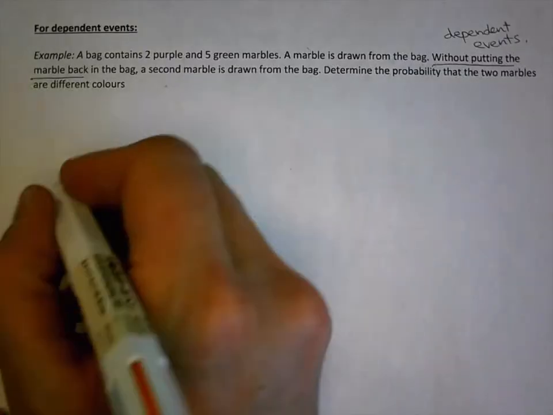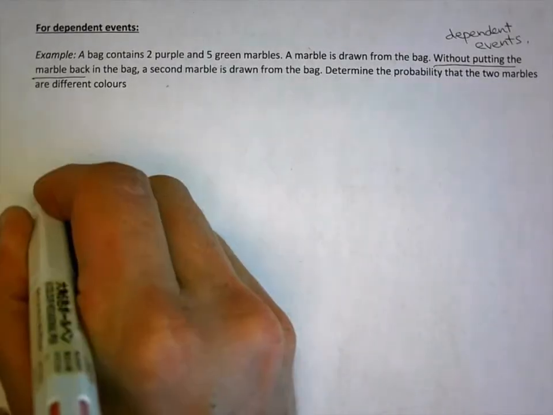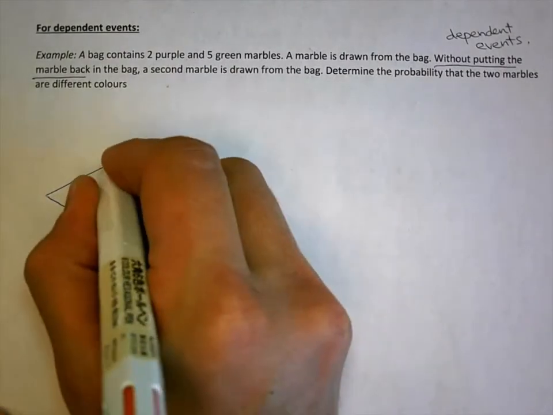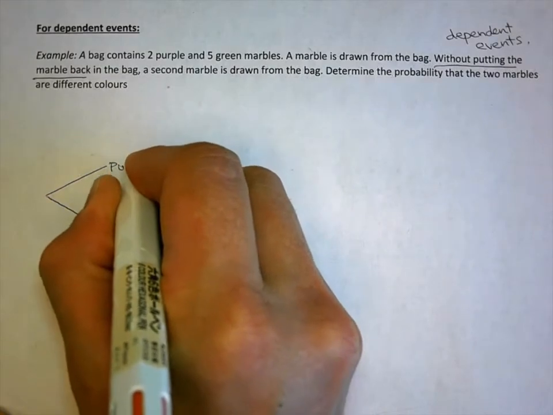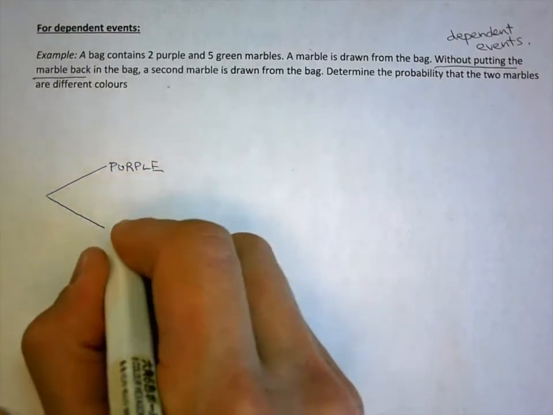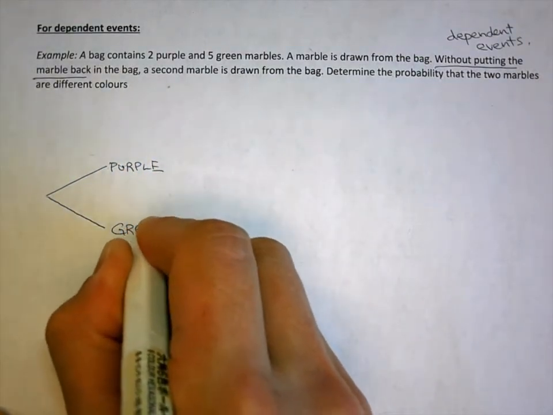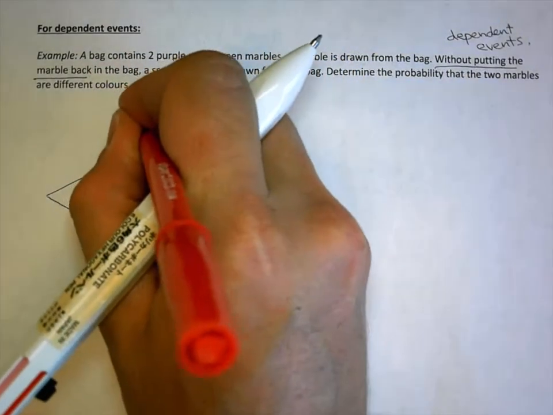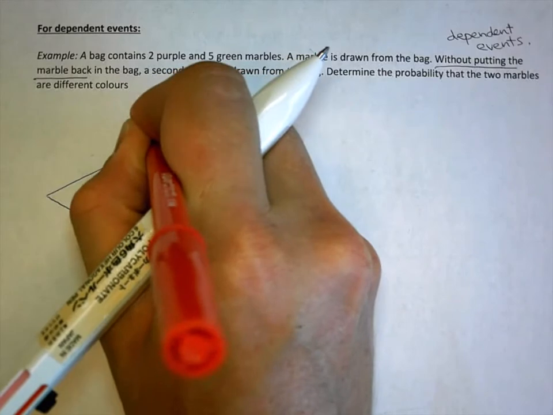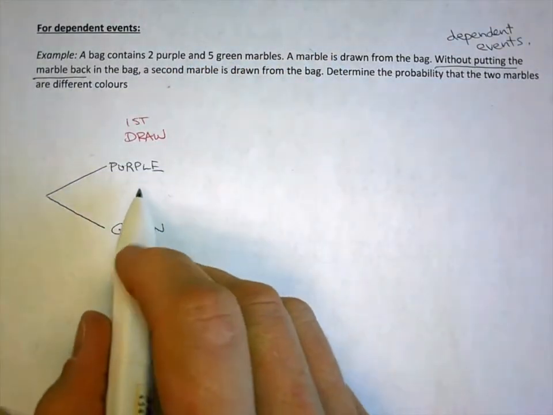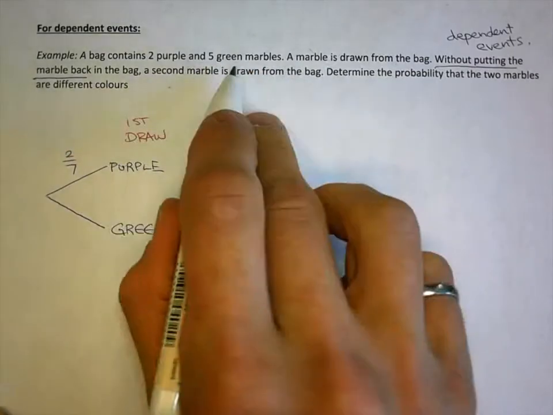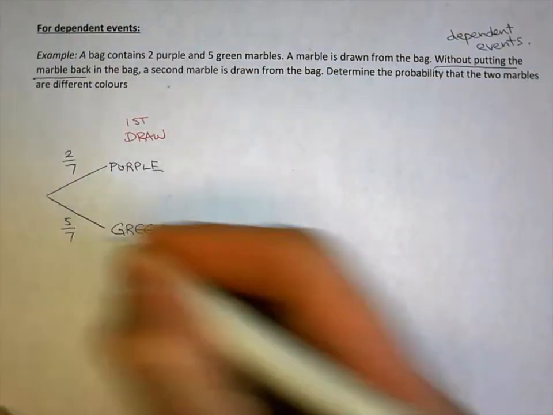So let's start. The first marble is drawn. So you draw a marble. Now you can either draw purple or green. This is my first draw. What's the probability of drawing purple? Well, there were 2 out of 7 which are purple and 5 out of 7 which are green.